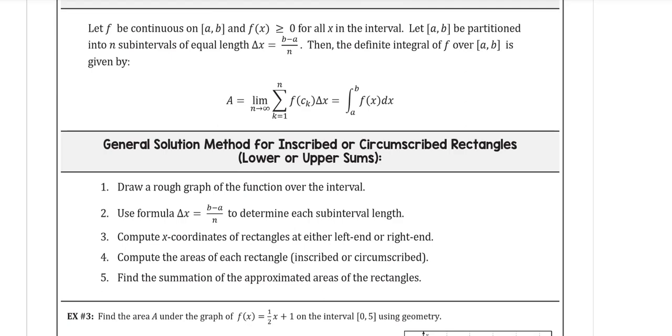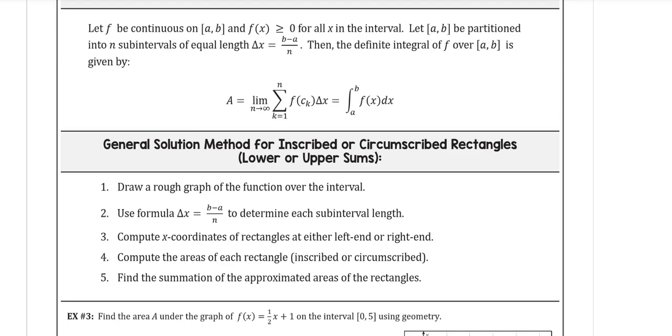So let f of x be continuous on a closed interval a to b, and f of x has to be greater than or equal to 0 for all x in the interval. That's what keeps this above the x-axis. Let interval ab be partitioned into n subintervals of equal length. So that's how we get the width of our rectangle. We take the endpoints, we subtract them, and divide by the number of subintervals we want.